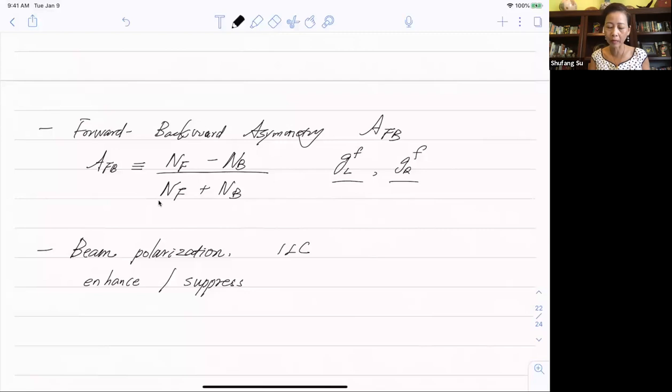Okay, so again, let's just mention that in passing. These are much easier to be done at lepton colliders, and at hadron colliders, you have to convolute it. For example, the forward backward asymmetry, you have to convolute it into the parton distribution function. So it's still doable, it just gets slightly more complicated over there, okay?